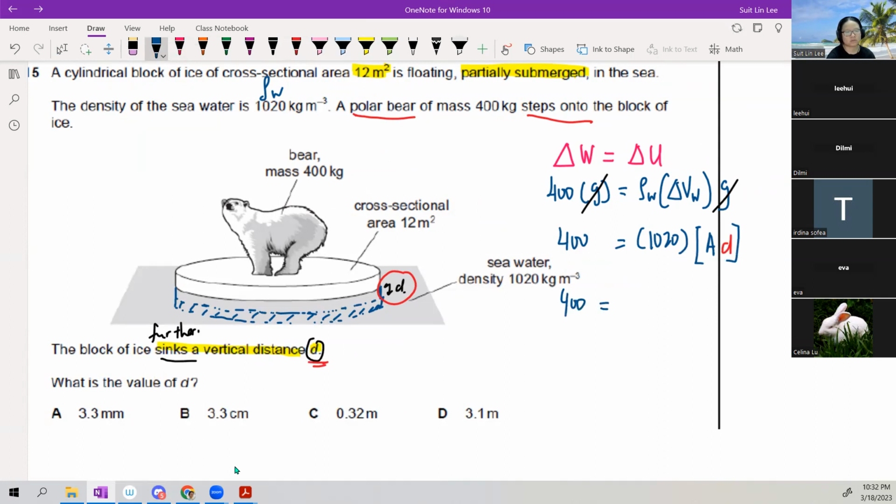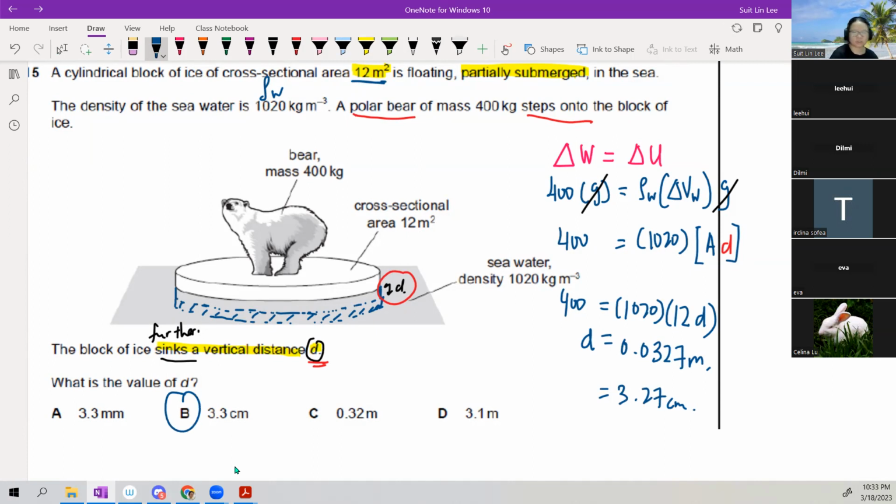So 400 is equal to 1020 times the cross-sectional area of 12 meters squared. Already SI, no need to convert d. So you can find how much the ice sinks. So this one will be 0.0327 meter. If we convert to cm, 3.27 cm. Not too much.